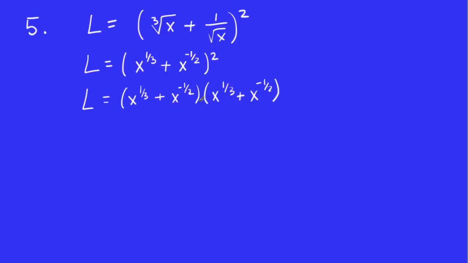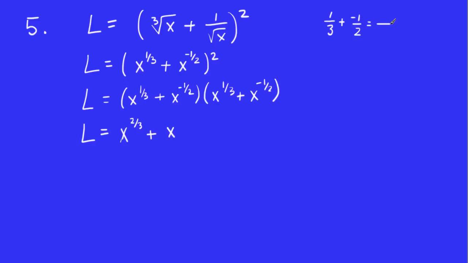And then multiply all the terms out. All right, x to the 1/3 times x to the 1/3 is x to the 2/3. I get that just by adding 1/3 plus 1/3. Over here, we have to do x to the power of 1/3 plus negative 1/2. What is that?